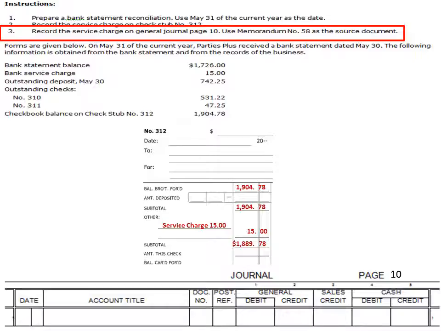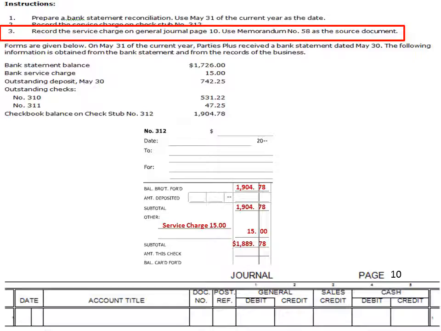So the source document for objective evidence is actually the memorandum. And that is why, because we're not writing a check. We never did write a check. The bank just took it out. They have that power. So it's pretty simple. What you want to do is we're going to journalize it. So this service charge is actually an expense.